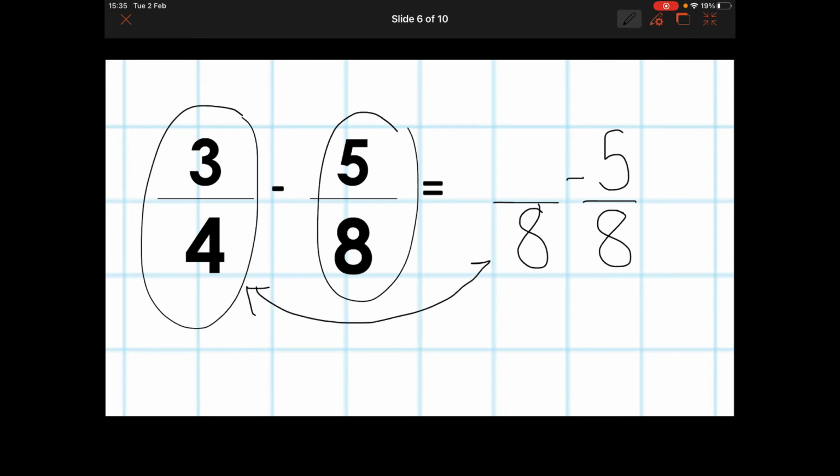What did I do to 4 to get to 8? I timesed it by 2. Whatever you do to the bottom, you must do to the top. 3 times 2 is 6. Now that we have got the same denominators, we go ahead and add our denominator on. And I've got a simple calculation of 6 subtract 5. Well, I know that's 1. And I know 1/8 is in its lowest term.